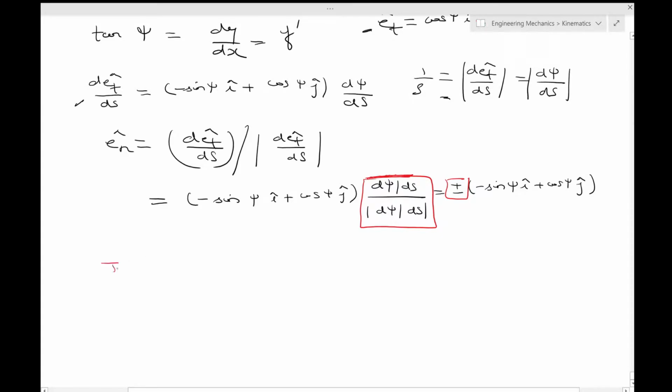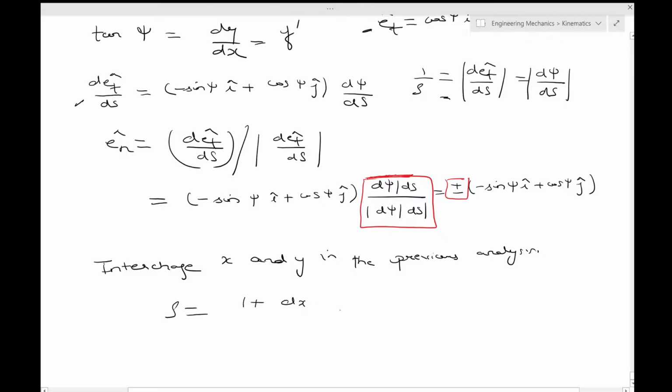So in this analysis which we have just done, if you interchange x and y in the previous analysis, we would get rho is equal to 1 plus dx by dy squared to the power 3 by 2 over d2x by dy square. This is equation 1.37.